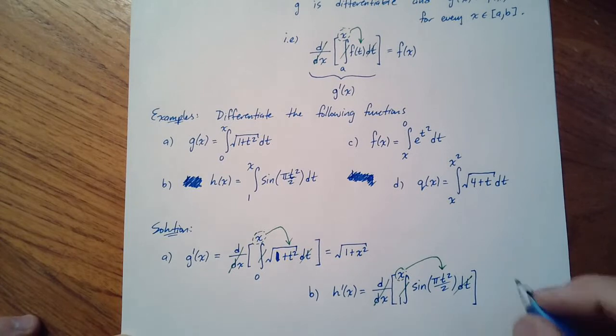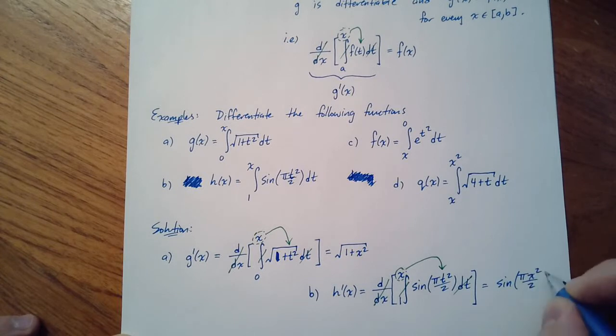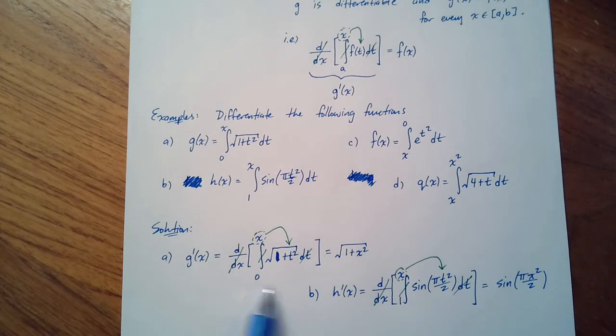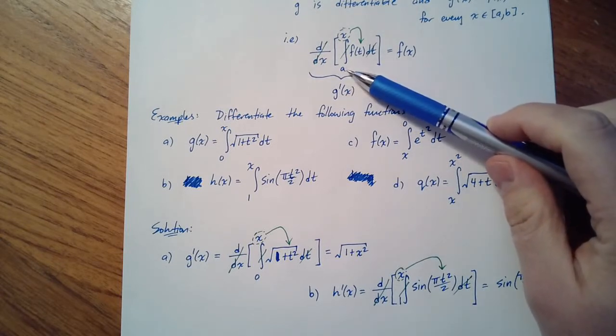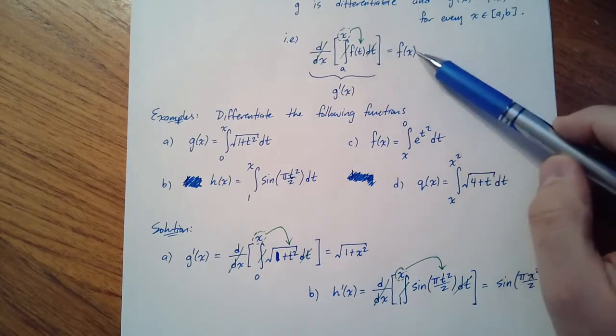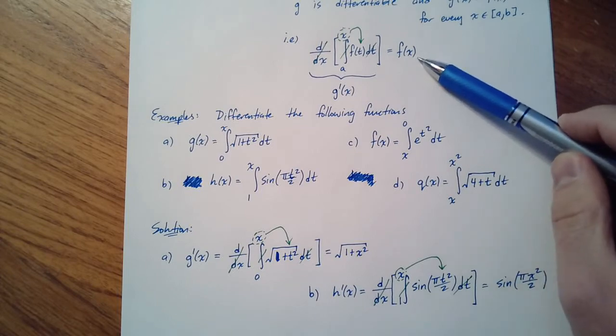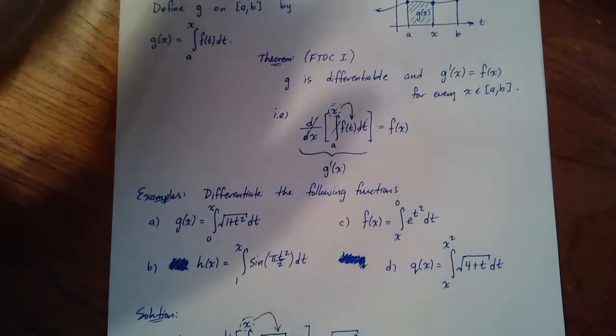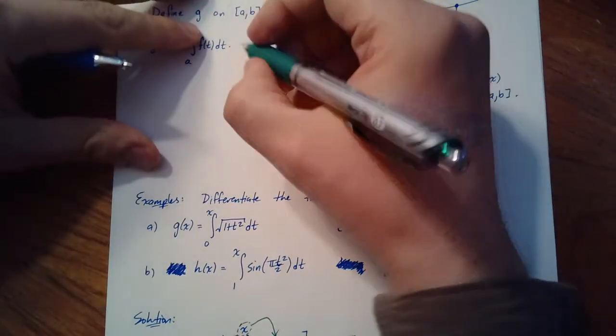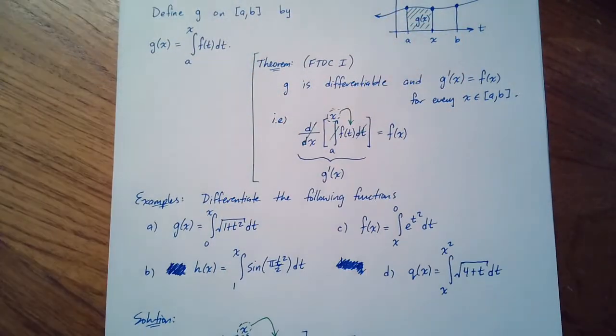And what am I going to get? I'm going to get sine of pi x squared over 2. So again, notice in both of these examples, the constant that was the lower endpoint did not play any role in the answer, just like the lower endpoint a did not play any role in the outcome of this derivative in the fundamental theorem, which is stated up here. Okay, so those are the first couple of examples.